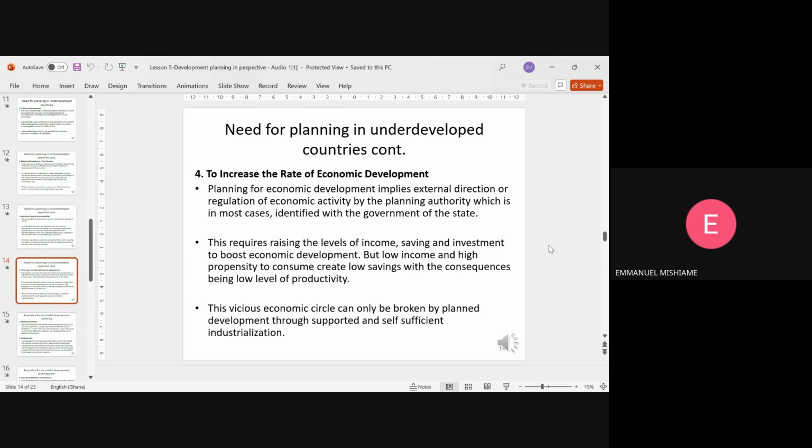If you are able to plan and plan well, these plans will be translated into policies that will be implemented. What are some of these policies? Raising the levels of income, saving and investment, and all of these essentially will boost the economy. Then cast your mind back to things within a growth pole and the core periphery, the idea that investment is what will lead to growth and expansion. And all of this can only be achieved when you plan.